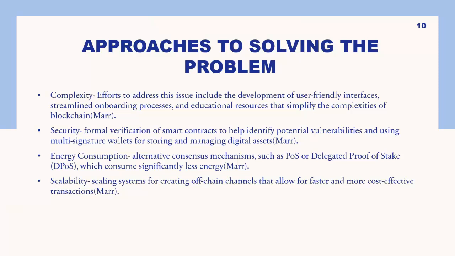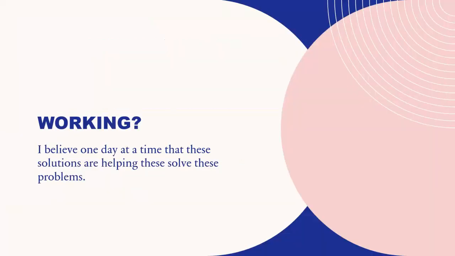So like I said before, we're going to come back to that. So here we are. So let's start over. Energy consumption, alternative consensus mechanisms such as POS or proof of stake or delegated proof of stake, which consumes significantly less energy. Scalability, scaling systems for creating off-chain channels that allow for faster and more cost-effective transactions.